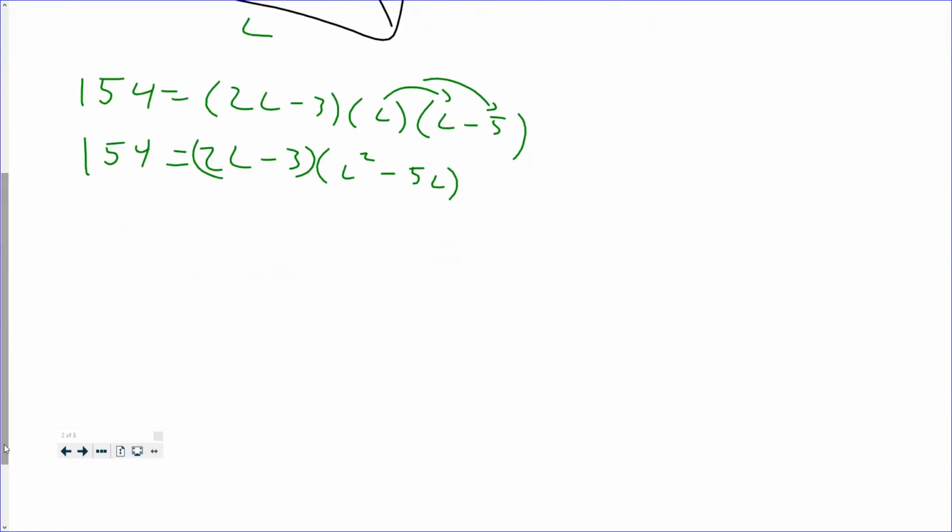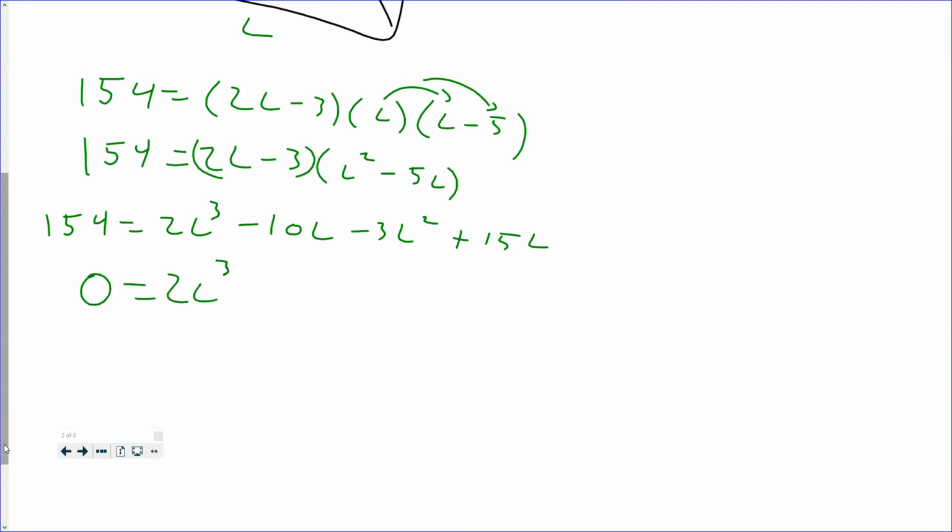So 2L times L squared, that's going to be 2L cubed. 2L times negative 5L is negative 10L squared. Distribute the negative 3: negative 3L squared, and plus 15L. I'm going to subtract the 154 over, because remember, anytime you're solving for a variable, you always want the other side to be equal to 0. It's easier to solve for 0 than it is to solve for any number. So I'm going to have 0 equals 2L cubed minus 13L squared, plus 15L minus 154.